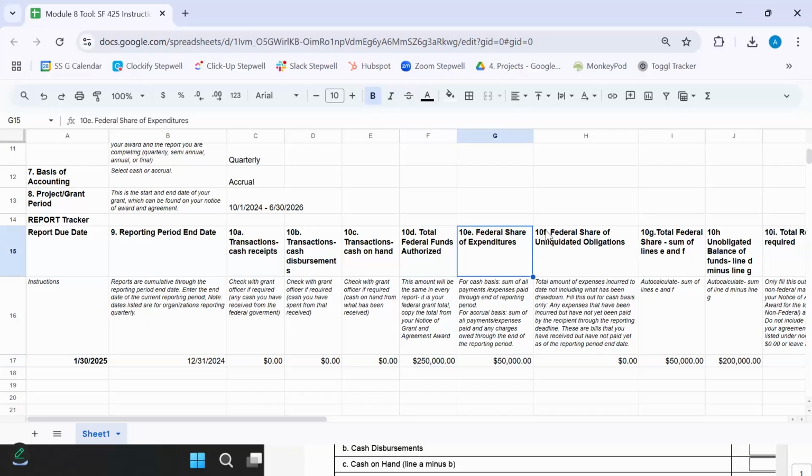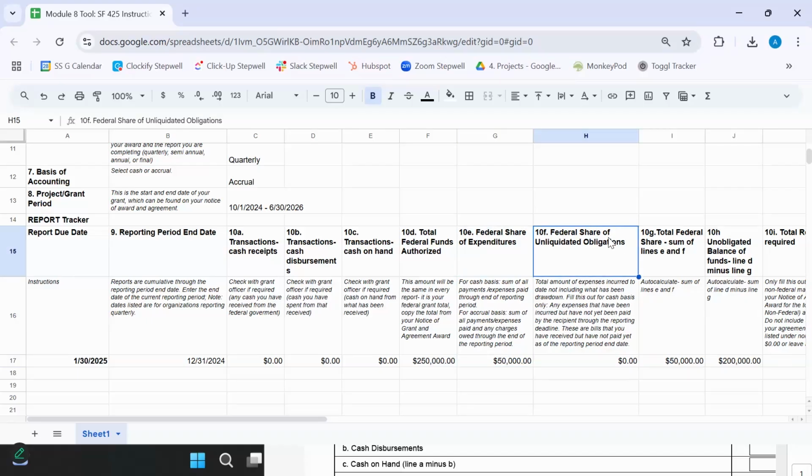10E is your federal share of expenditures. This is the sum of your expenses through the end of the reporting period. If your accounting is on a cash basis, this is the sum of all expenses paid through the end of the reporting period. If your accounting is on an accrual basis, this is the sum of all expenses paid and charges owed through the end of the reporting period. As mentioned in our introduction, Very Good Farms has spent $50,000 of federal grant funds during the reporting period, so we will put $50,000 here.